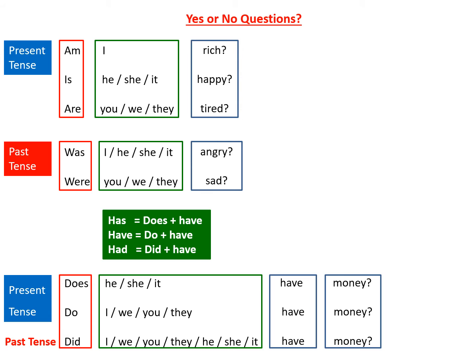Next, has, have and had. In these three auxiliary verbs, have and has are used in present tense. Had is used in past tense. Has is used with he, she, it pronouns or any singular noun. Have is used with I, we, you, they pronouns and any plural form nouns.